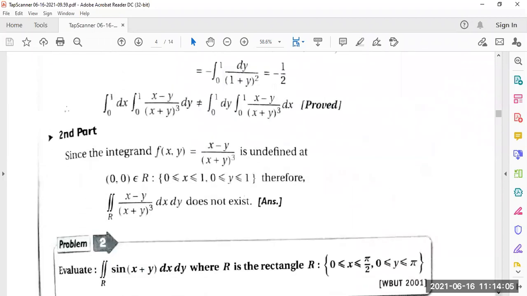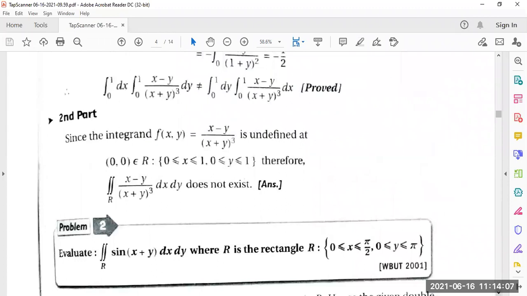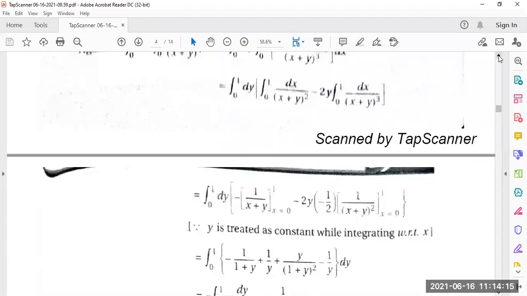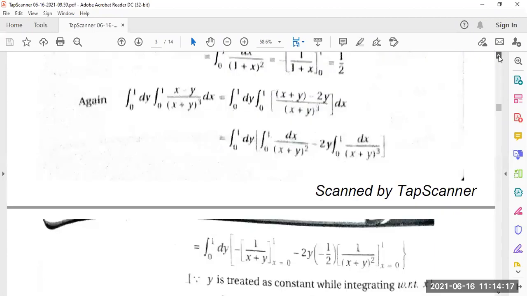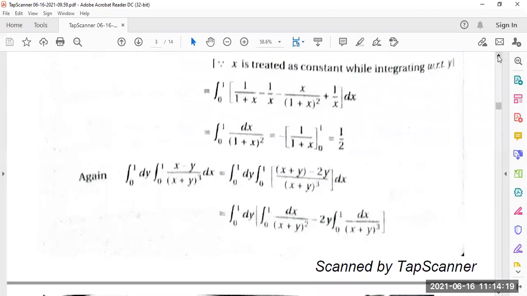Hello. Hello. Pardon? Louder, please. Sir, please scroll the slide up a little. For the first integral or the second integral? Sir, the first one.